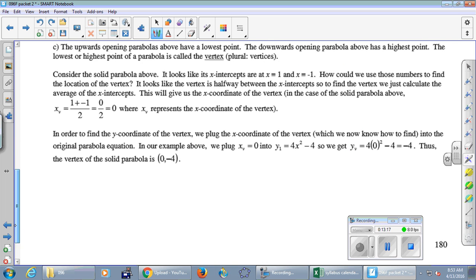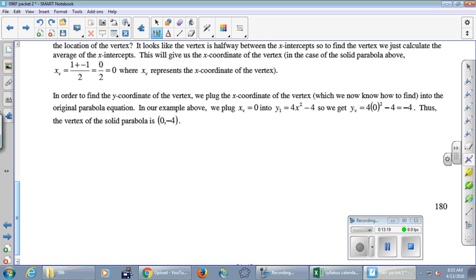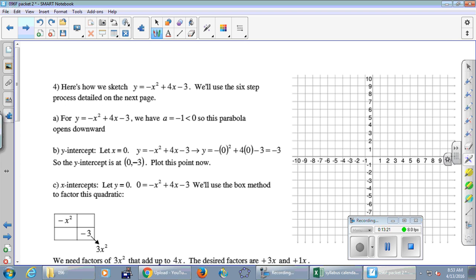We'll see concrete examples on the next page. I think this is a good time to go there. Let's give it a shot.